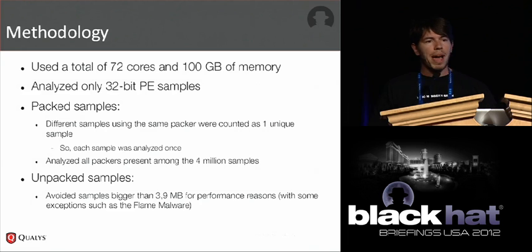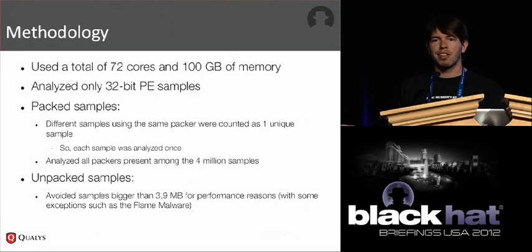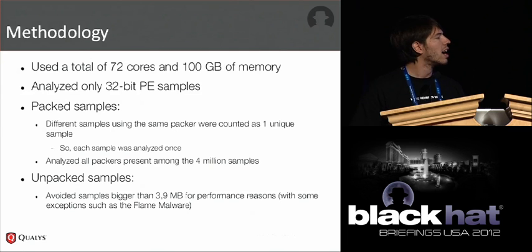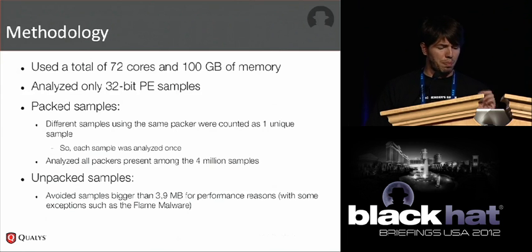Also, for the unpacked samples, we only consider samples that are smaller than 4 megs. The reason for that was just performance, right? We wanted to have the 4 million samples analyzed, so we needed to be performant. There are 2 exceptions, basically. One was the Flame malware, just because it's the Flame malware, we needed to talk about it, right? And the second one is the Brazilian malwares.